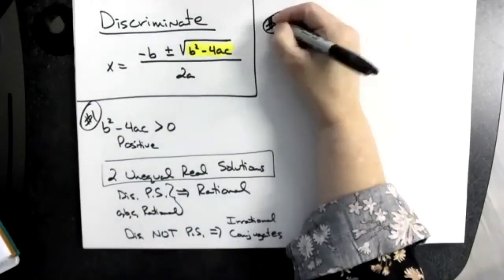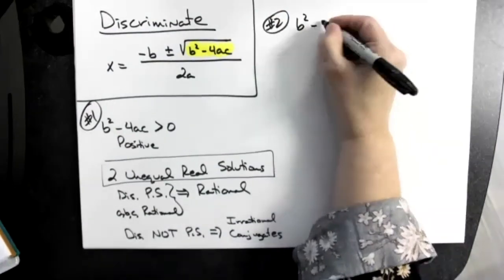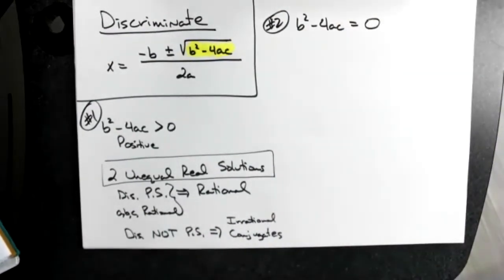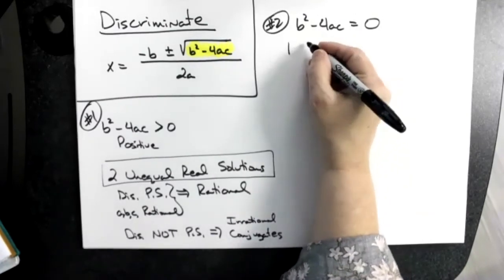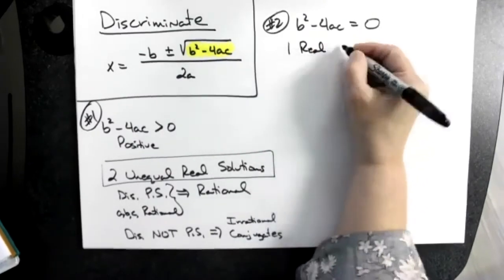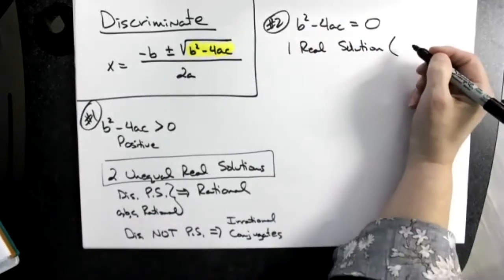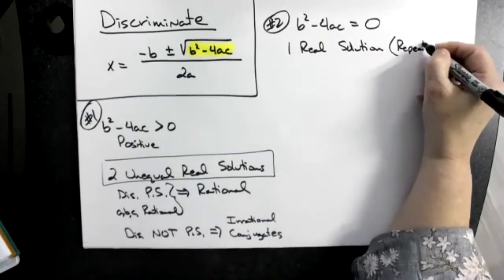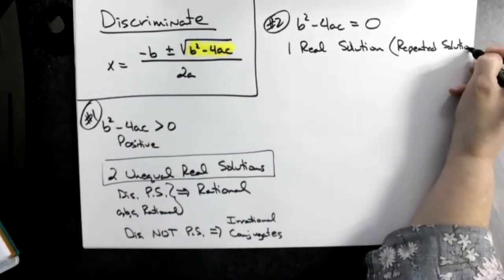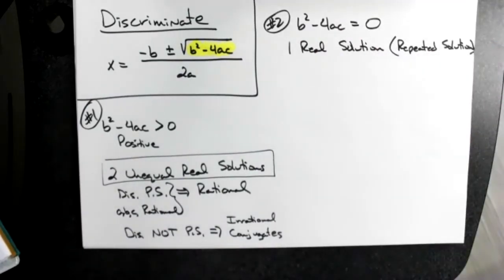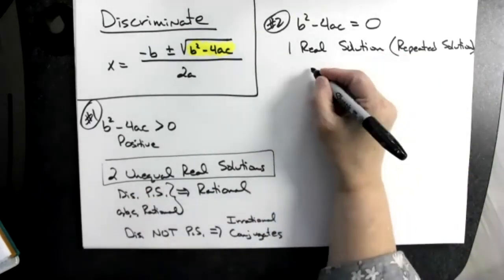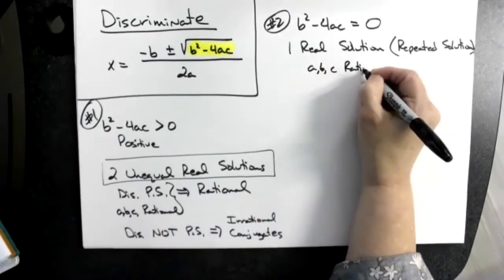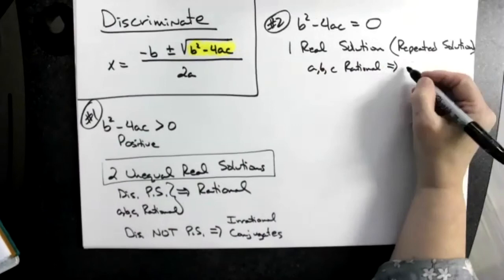Okay, so case number 2, if b squared minus 4ac is equal to 0. If it is exactly equal to 0, I have 1 real solution, and I'm going to say a repeated solution. We'll address that in a minute. And again, if A, B, C are rational, the repeated solution is also a rational number. So the solutions are rational.